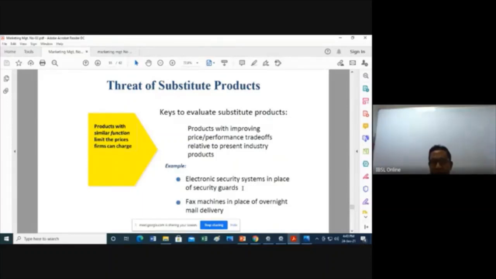Earlier all the letters were delivered physically. Now it's not necessary for certain letters. Earlier we were sending physical mail, now we are sending emails. So physical mail has now been substituted by emails.